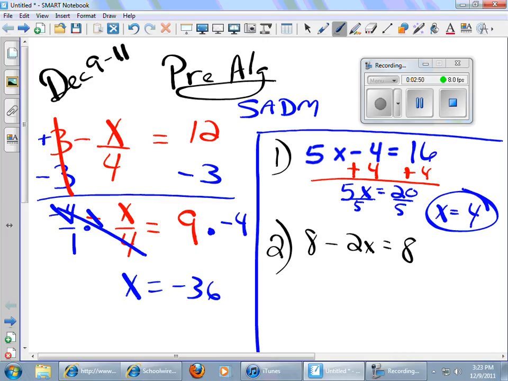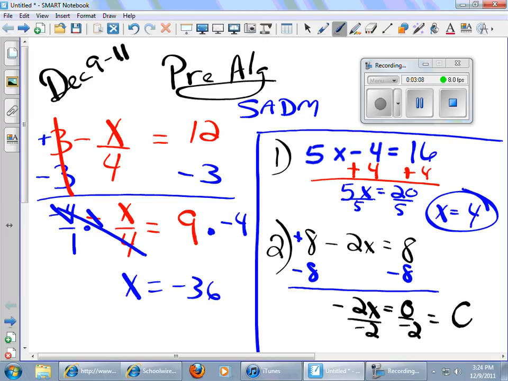On the second problem, I have to subtract 8 from both sides. Why do I subtract 8? Because that's a positive 8, just like in that first example I did. When I do that, I will end up with a negative 2x equals 0. I'll divide each side by negative 2. 0 divided by negative 2 equals 0. That means x equals 0.